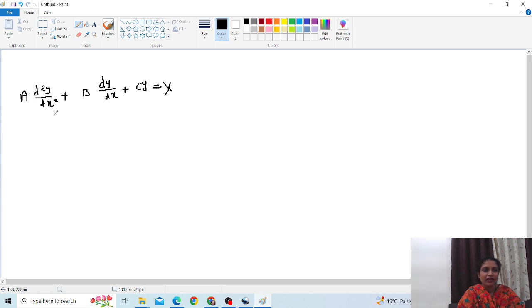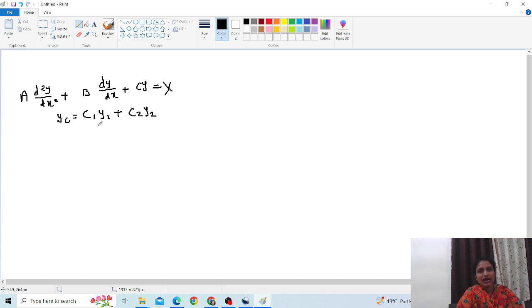So let's assume that we know that it will have two roots. If two roots are there, its yc will have two constants. So suppose constants are c1 and c2. So let's assume yc is equals to c1 into y1 plus c2 into y2. So you know very well c1 is the constant, along with that you will have some function. So it will depend on the nature of roots.